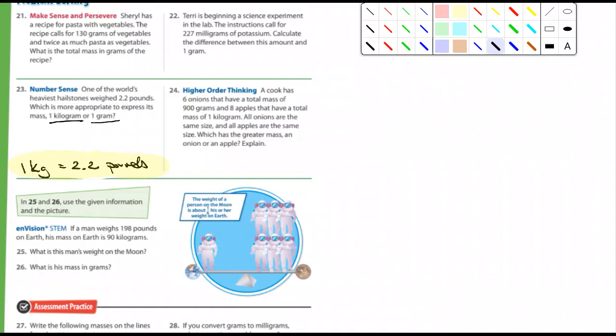I'll make this one worth a stick. It says a cook has 6 onions that have a total mass of 900 grams. So 6 onions, 900 grams. And then 8 apples that have a mass of 1 kilogram. It says all the onions are the same size and all the apples are the same size. Which has the greater mass, an onion or an apple? Yeah, that'll be worth a stick. You guys are going to have to give that one some thought.